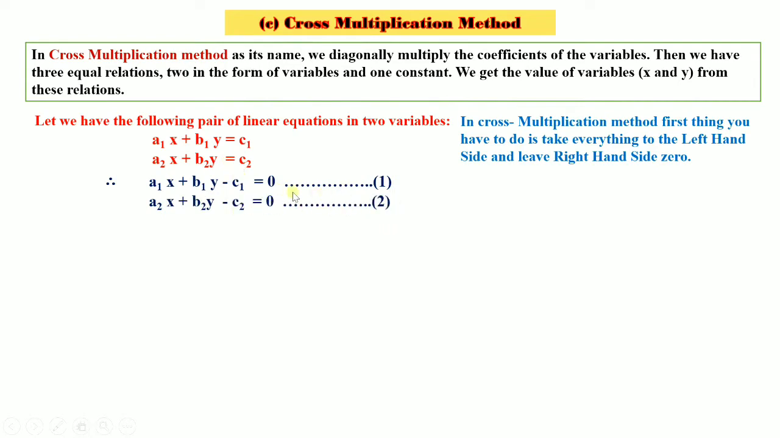Be careful about this. Just see once more. What does this blue ink statement say? That you have to take everything to the left hand side, then only this rule will be valid for the question, otherwise the question will be wrong. So now we have done this first step. Everything we have taken to the left hand side. The first is marked as equation number 1, the second as equation number 2.